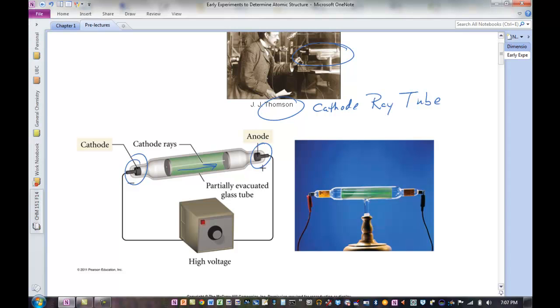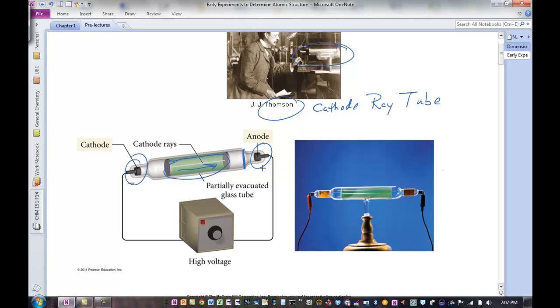Now you can't see these things, but when they first did it, you could see a tiny flash when it hit the end of the glass. Then they added some phosphorescent material at the end so they could see it better. Then they started coating the whole inside with a phosphorescent material that would light up, so you could see these cathode rays.